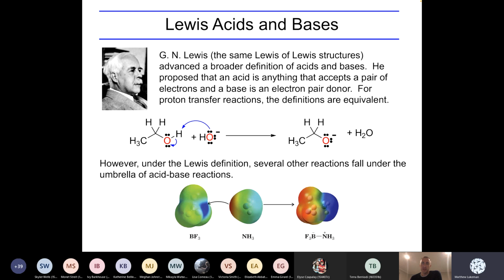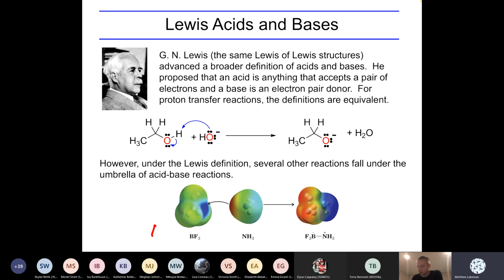And under this definition, Lewis acids and bases, every Bronsted-Lowry acid is still a Lewis acid, and every Bronsted-Lowry base is still a base. But a lot of other reactions that might not involve protons at all may also be classified as acids and bases.